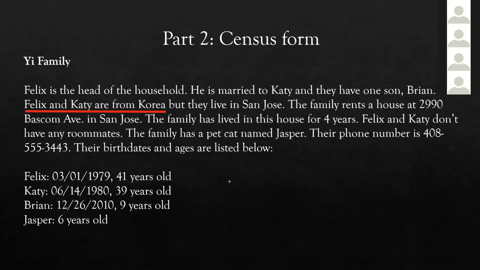So those are 7 questions, but they're only going to ask you 6. How many people live in the house? Does the family own or rent? What is the telephone number? What is the head of household's name, birthday, age, and race?